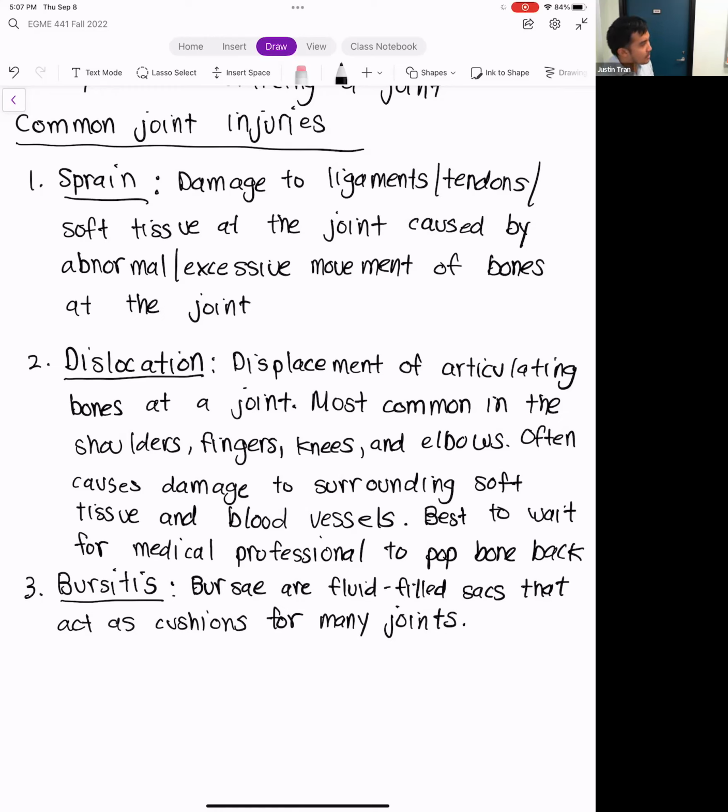Right. And so what can happen sometimes is that these bursa, because they're made of tissue in your body, can become irritated and inflamed. Okay?